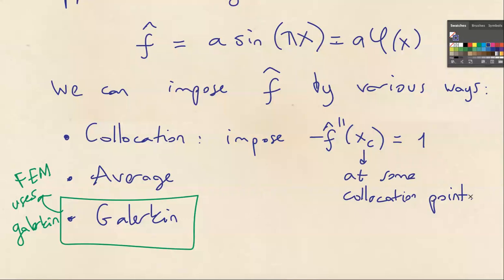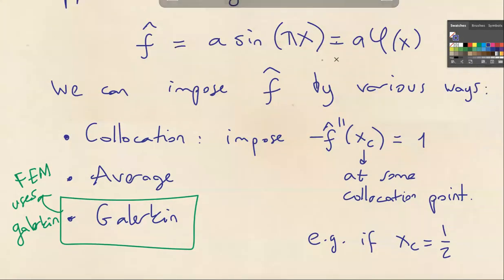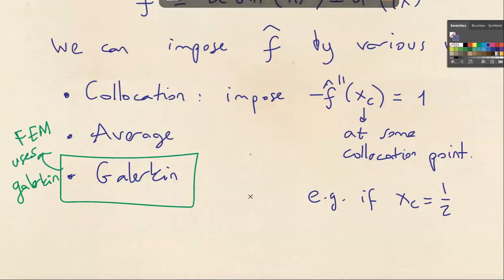What does that mean? For example, my domain is between 0 and 1. So why don't we impose that the equation is satisfied at 0.5? For example, if x is equal to a half, that means the second derivative of my approximate solution is going to satisfy the differential equation.